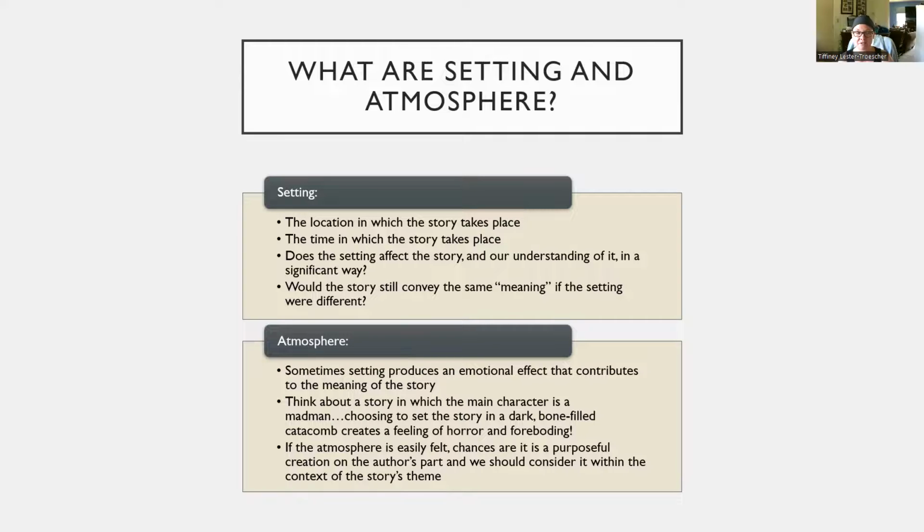A story that takes place in an old creepy house, right? An old Southern Gothic house can create an atmosphere. And it is worth considering the atmosphere in the short stories that we're going to be reading. The setting and the structure can create a certain atmosphere in each of them.